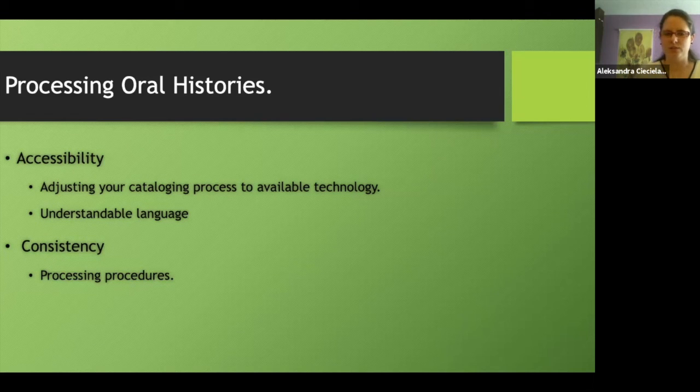So just look into your available data and available technology, and see where you see oral histories as part of your overall collection. Understandable language, you wanted to make available for the public.